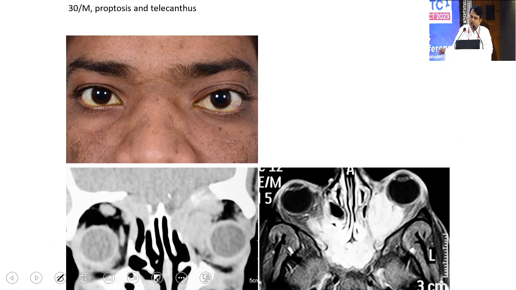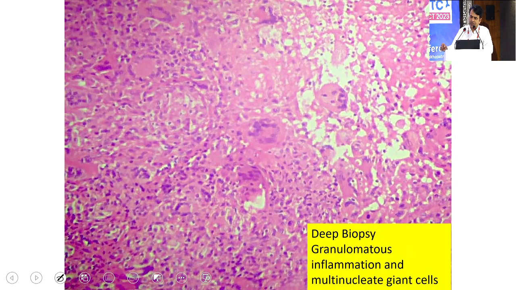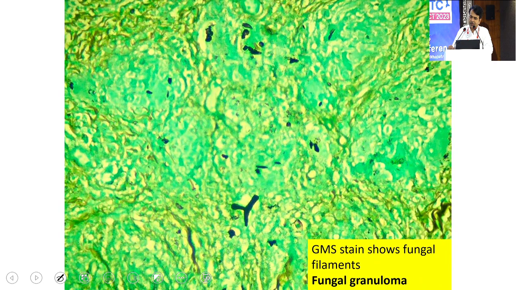This was a bilateral orbital mass with telecanthus, which is acquired. Now in this patient we did a biopsy, and superficial biopsy showed inflammation and fibrosis. Deep biopsy simply showed granulomatous inflammation, which would still warrant steroids after systemic evaluation, but only when we asked for special stains could we diagnose that it was indeed a fungal granuloma, where steroids would absolutely be contraindicated.